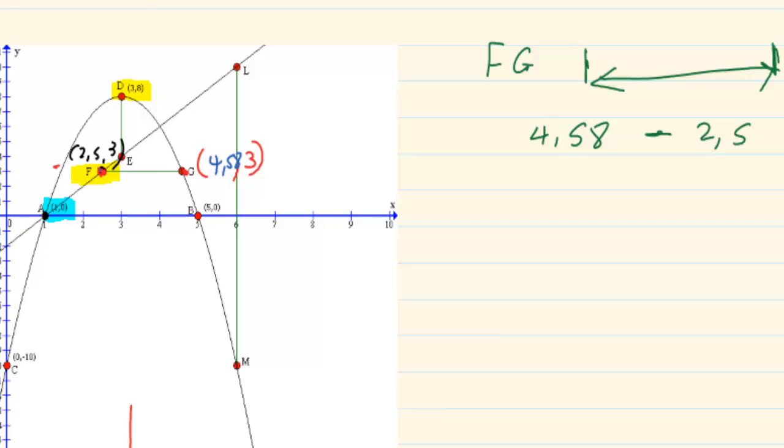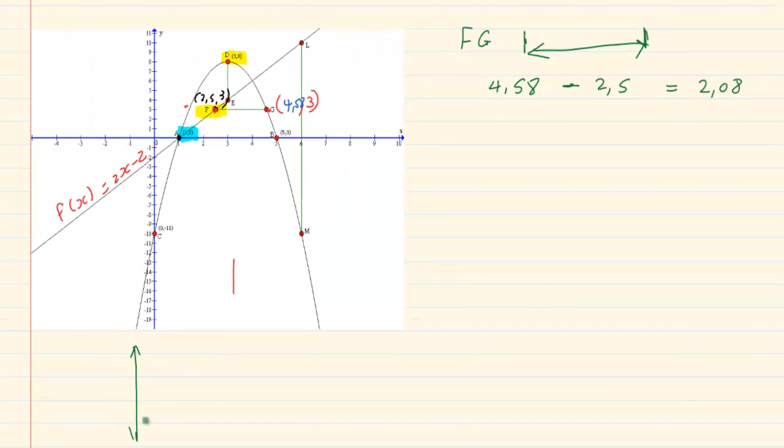If I'm working with a length that is running this way, vertical, then I'm looking at the y values. Now I got the value of D. D's y value is 8.